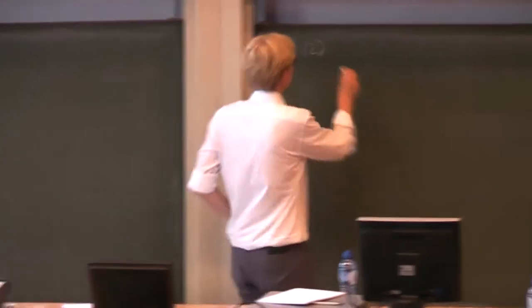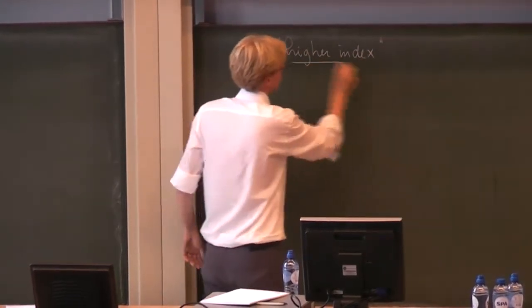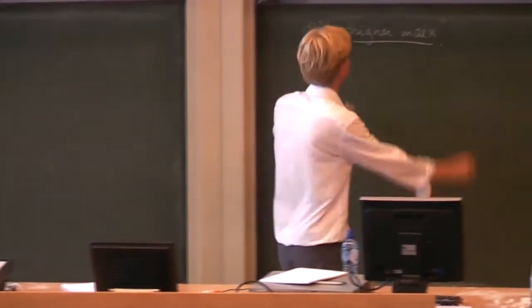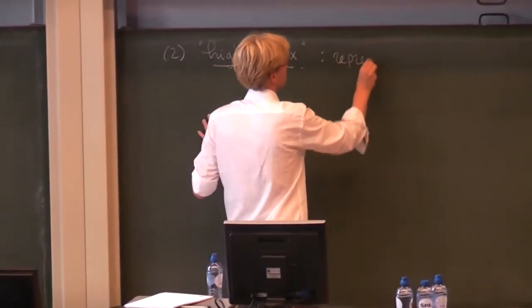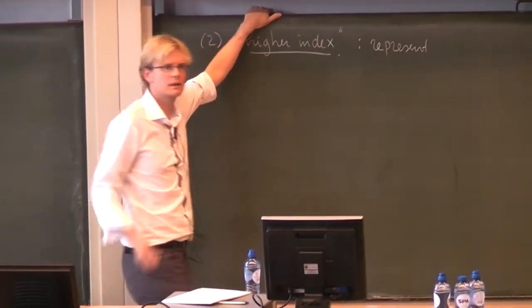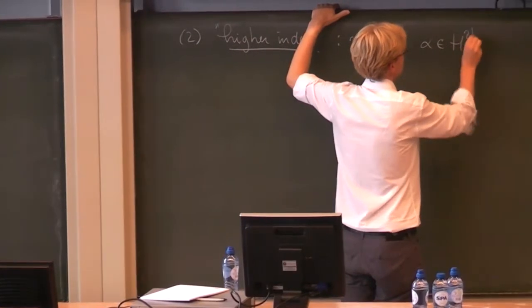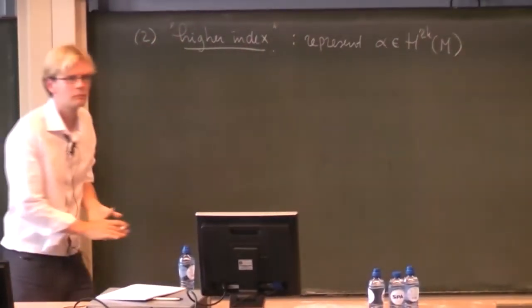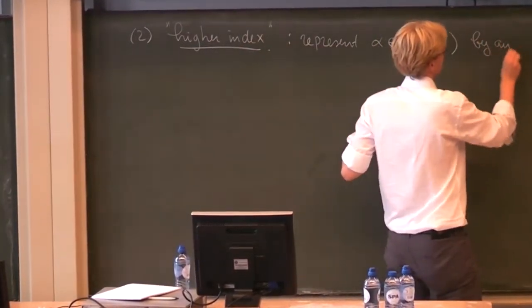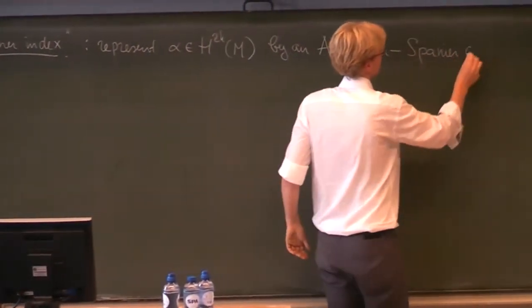Okay, so how is the higher index defined? I just want to give you a glimpse of what could be worked out to be a real definition. So I have to pair with an even cohomology class, and the idea that Connes and Moscovici had was to represent a cohomology class by an Alexander-Spanier cocycle. So represent alpha, let's say of degree 2k, of M. An Alexander-Spanier cocycle.